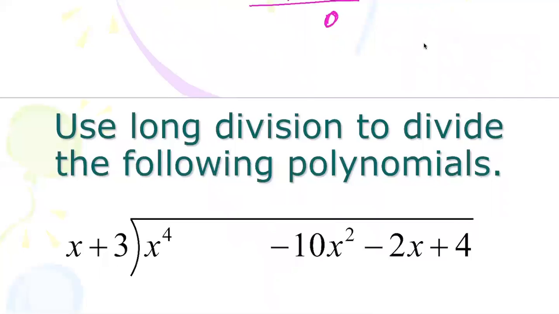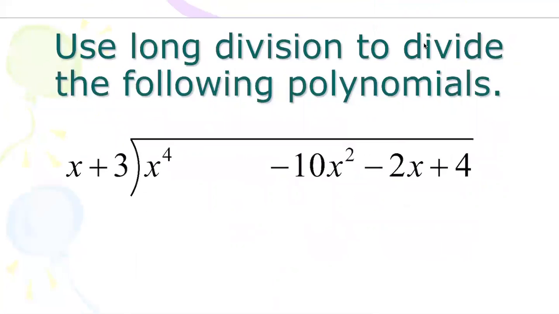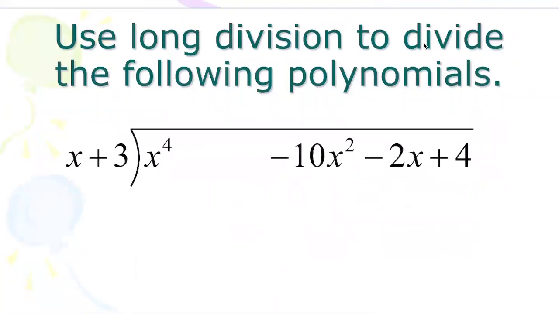So let's look at another one. This is another long division, but notice we're missing an x cubed term. And so usually when you're missing a term, you want to put in a placekeeper. And the placekeeper we're going to use for this is 0x cubed. There's really nothing there, so we can put a 0 in front of the x cubed. Again, we're going to do the same thing. What do you have to multiply x by to get x to the 4th? We have to multiply it by x to the 3rd.